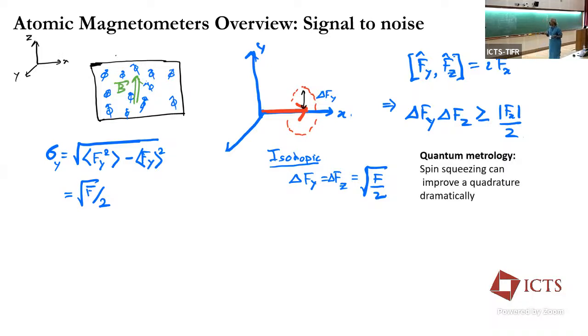But of course, there's a whole beautiful, amazing field of quantum metrology, where one of the target points is: can we prepare the atoms in a state where, at the cost of one of them here, I squeeze the other one?